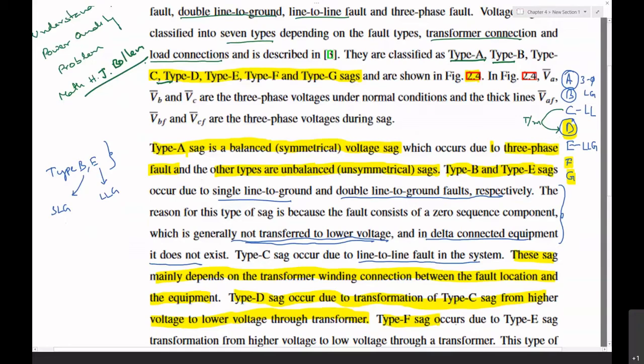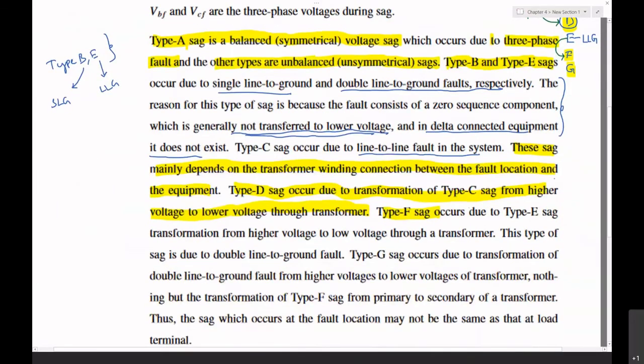Whereas type F sag occurs due to the type E transformation from higher voltage to the lower voltage level. This type of sag is due to the double line to ground fault.